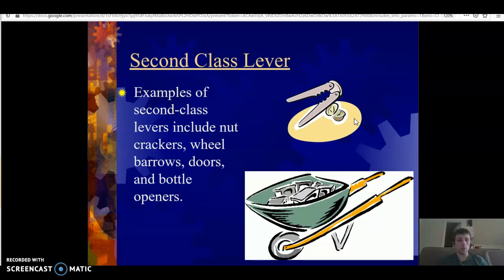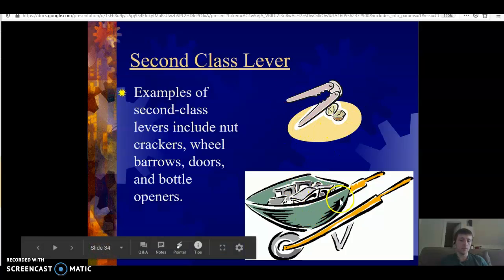Some examples include nutcrackers, wheelbarrows, doors, bottle openers. So in a nutcracker, you can think of this hinge at the end as being your fulcrum, the force you're applying on the handles, and your output is going to be the force on the nut. Obviously, the distance from the handle to your hand is going to be longer than the distance from the hinge to the nut, and therefore you're going to be applying some greater force but having to move a greater distance here. Same thing with a wheelbarrow or any of these other examples.